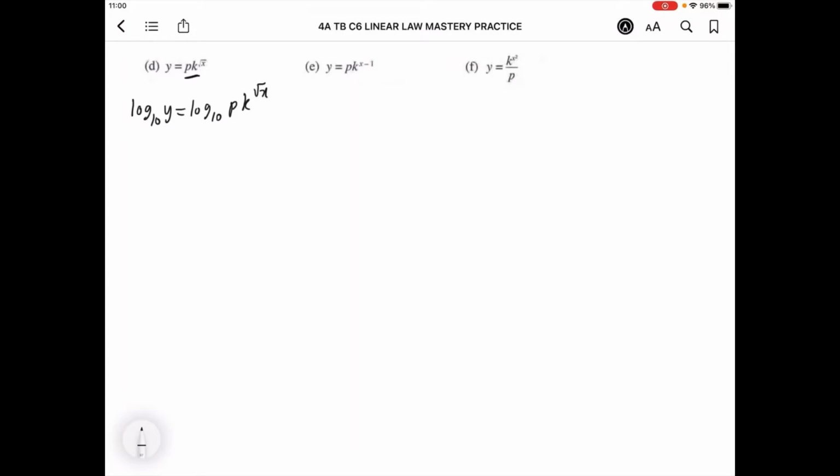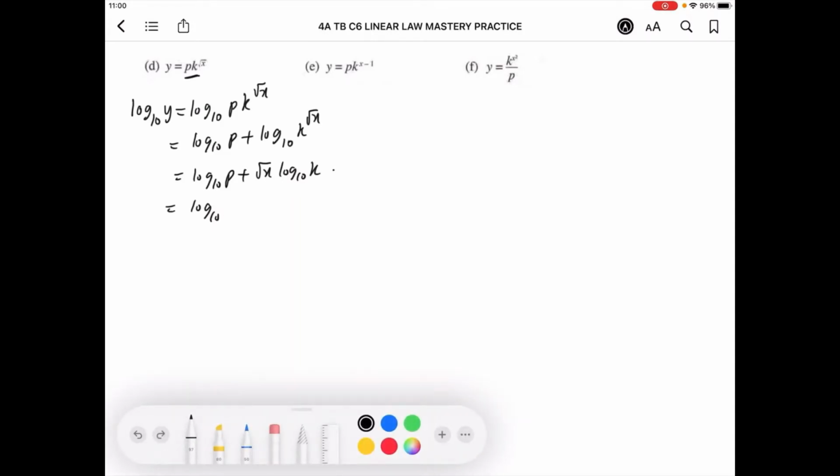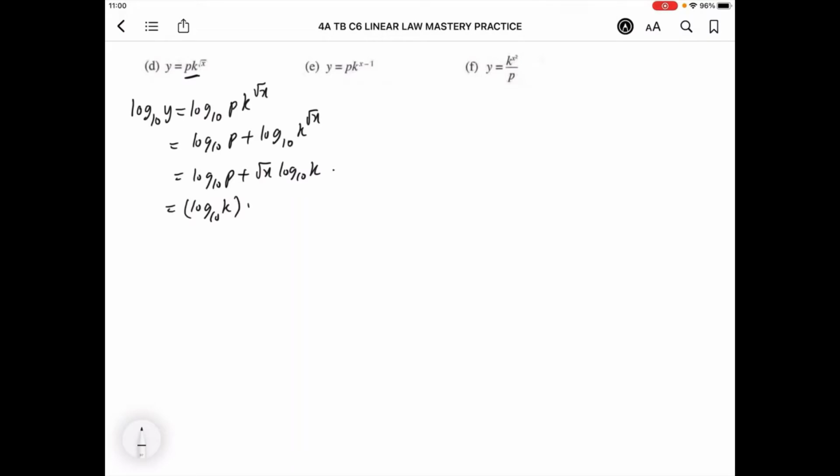Okay, so we're going to break this up to log 10b plus log 10k to the power root x. Remember, in logarithm, when we break up a multiplication, it becomes a plus. And if you have a power, we can transfer the power root x in front, log 10k at the back. And next I would put the log 10k first, because this is my gradient. Root x is my big X now. Log 10b is my y-intercept. So this is your big Y, this is your gradient, this is your x, and this is your c.